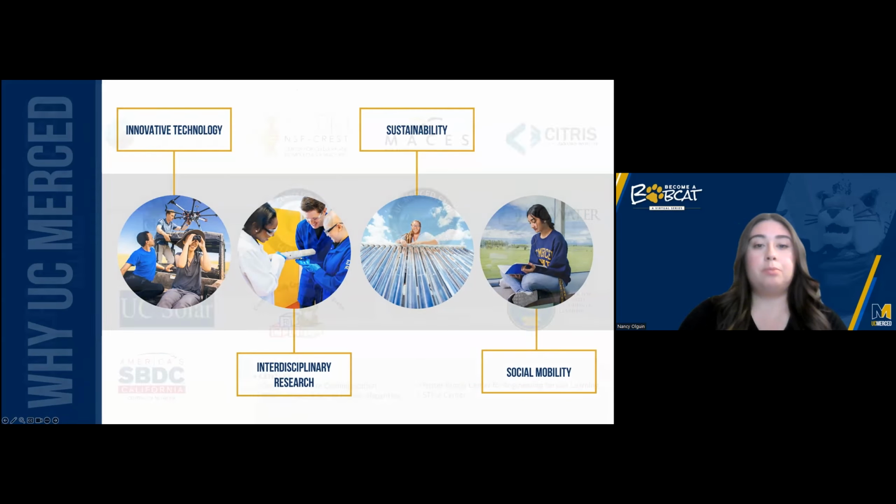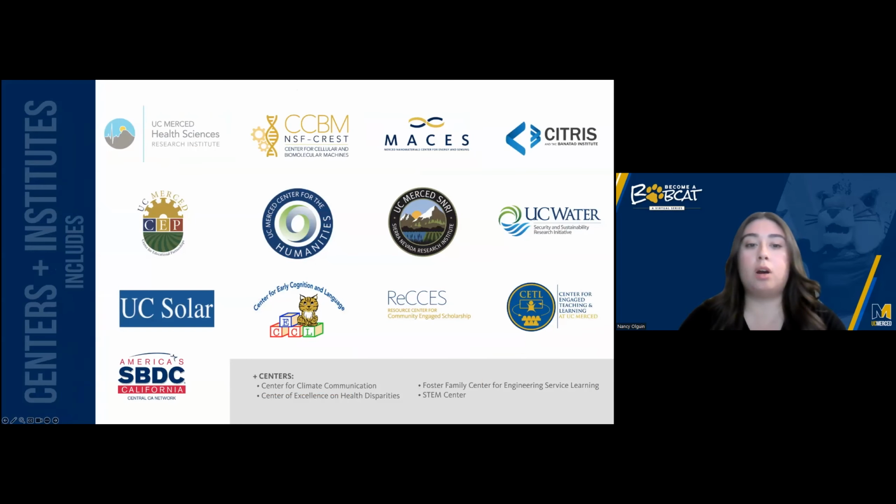On the next slide, you'll be able to see some of our centers and institutions for research. So we have our UC Solar, we have our Center for Engagement and Teaching Learning, UC Water. So a lot of these are climate communication. We have our centers for excellence and health disparities, our STEM Center, and our Foster Family Center for engineering. So we have a lot of institutions and centers for our students to go and participate in if that's something that you're interested in, and also to continue our innovation and sustainability here on campus.